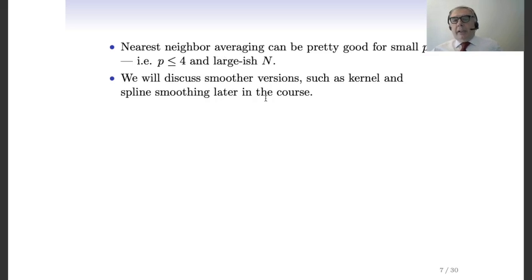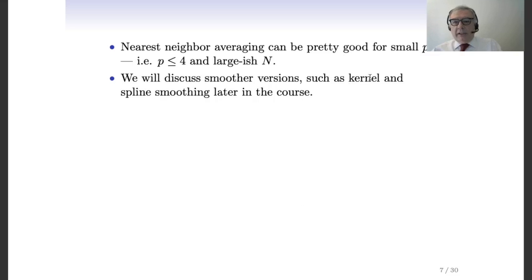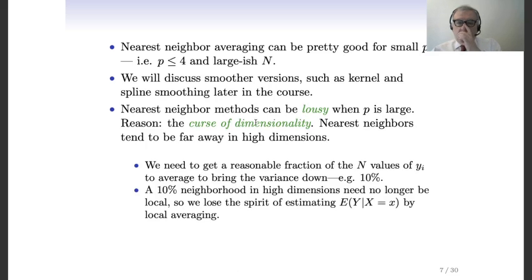There are also other ways to get some approximation of the regression function, and these methods can give you approximations that are smoother than this one. You can see here that this is not completely smooth, but you have changes of slope at some points, and so on. These methods are called kernel and spline smoothing, and we will discuss them later in the course. It has to be said that nearest neighbor methods can be bad when p is large.